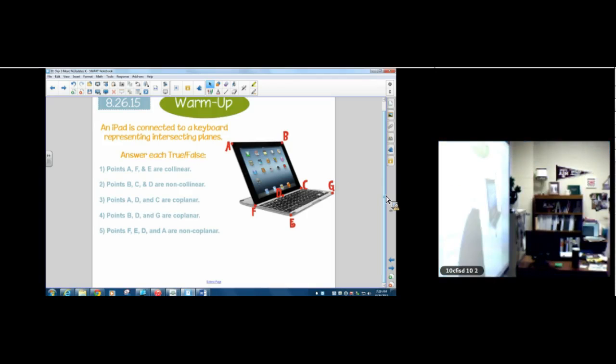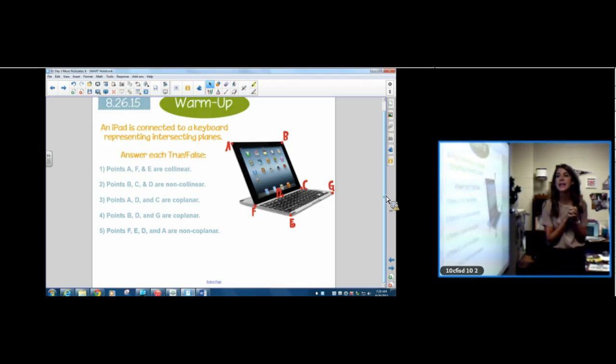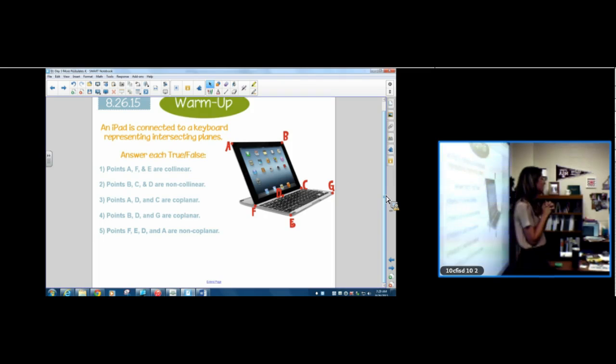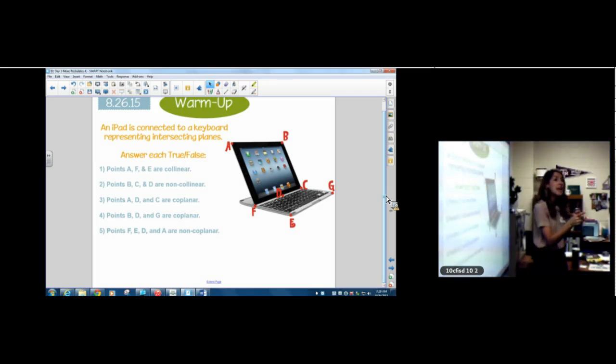Number 1. Points A, F, and E are collinear. Oh my goodness, I slept last night, and I forgot what collinear meant. What does collinear mean? It goes through all the points, okay.